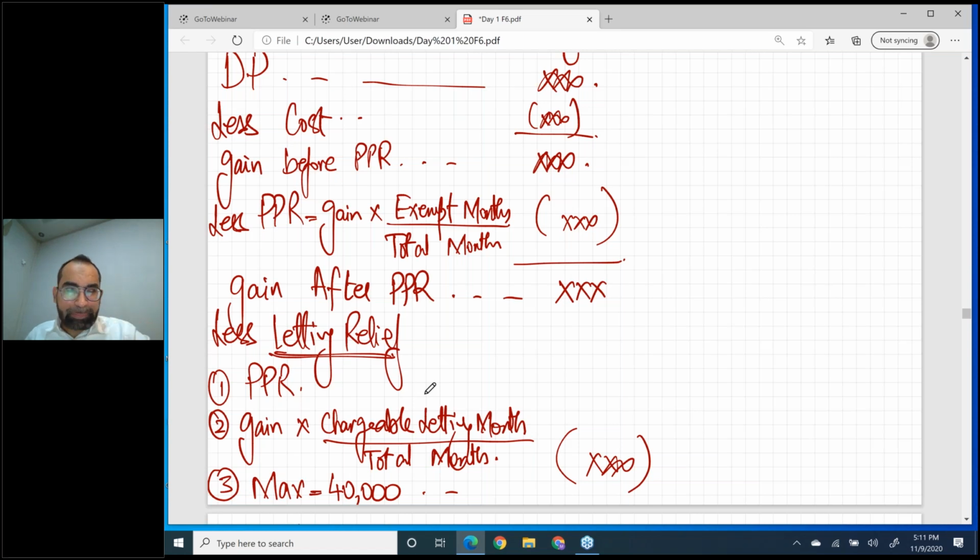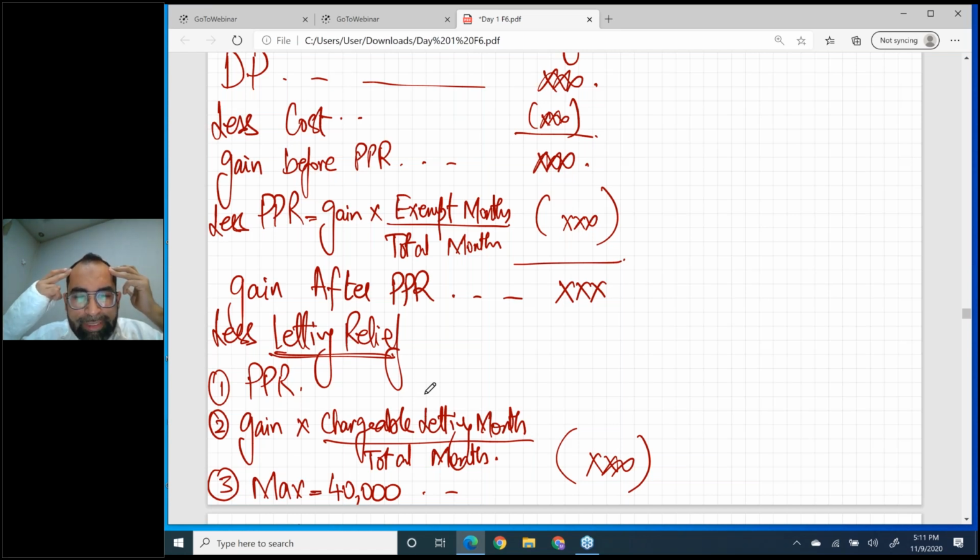Now, wait. In my class, I often say that whenever you come to gain after PPR, just apply the brakes. Gain after PPR, apply the brakes and think: do we have to apply letting relief or not?